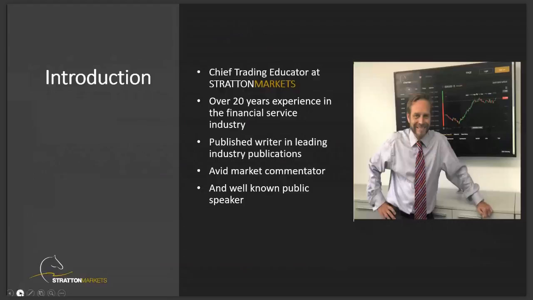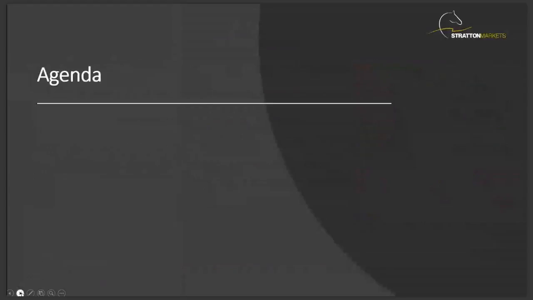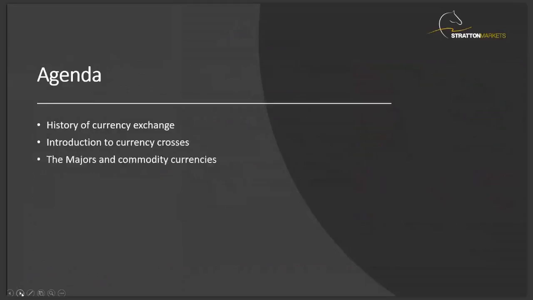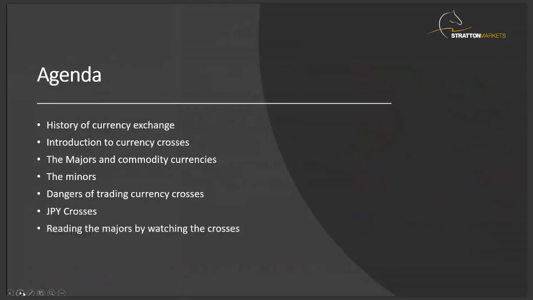Tonight, we are going to be talking a little bit about currency crosses. So I'll talk a little brief history of currency exchange. Then I'll do an introduction to currency crosses, what they are. Then I'll discuss the majors and commodity currencies. Then I'll discuss the minors. And I'll talk a little bit about the dangers of trading currency crosses. But I also talk about the Japanese yen crosses, and obviously how you can use the crosses to read the majors and understand why the majors are moving in certain ways because of the crosses. And of course, we'll do my usual question and answer session at the end. So if there's any questions, please feel free to ask me at the end of this session.